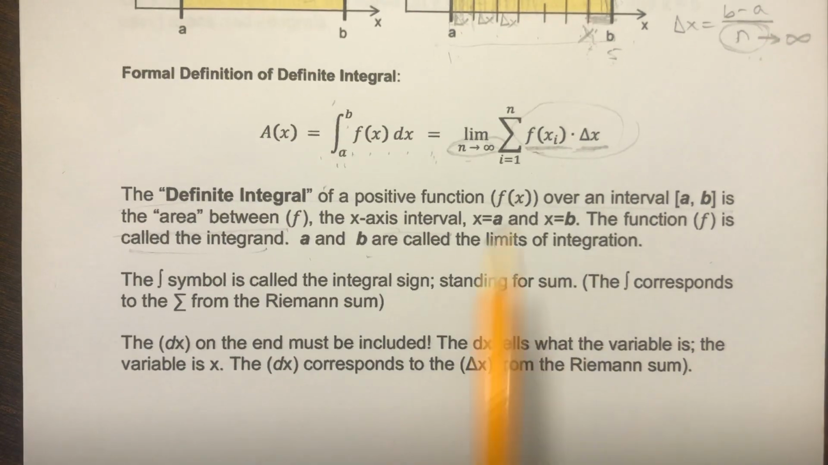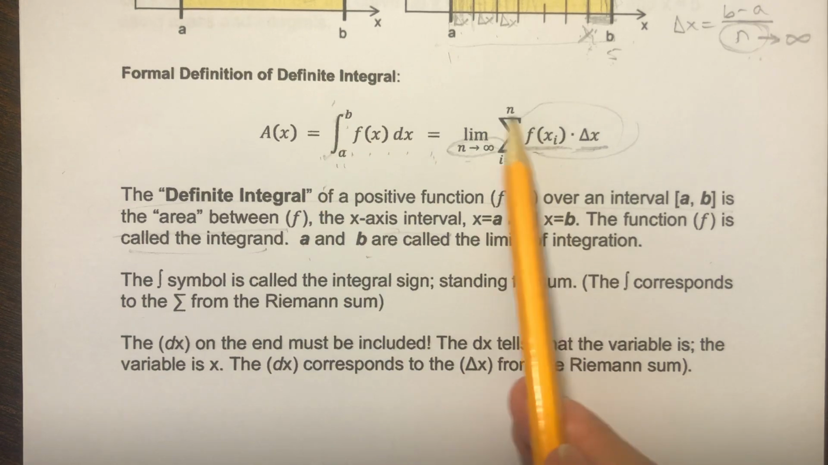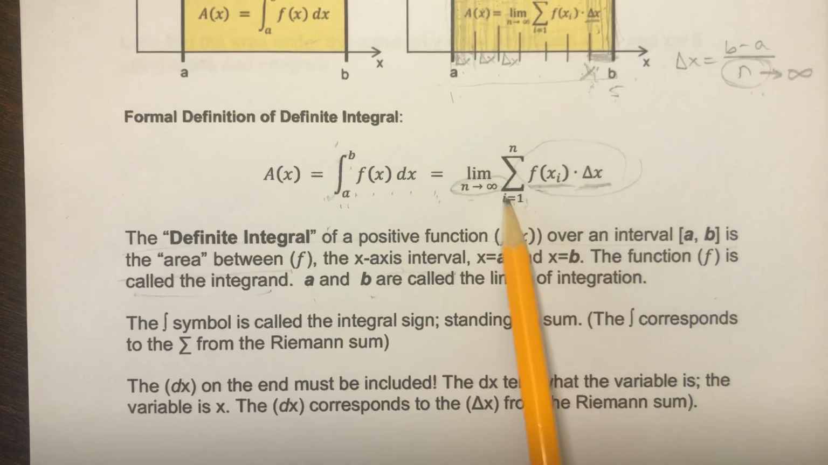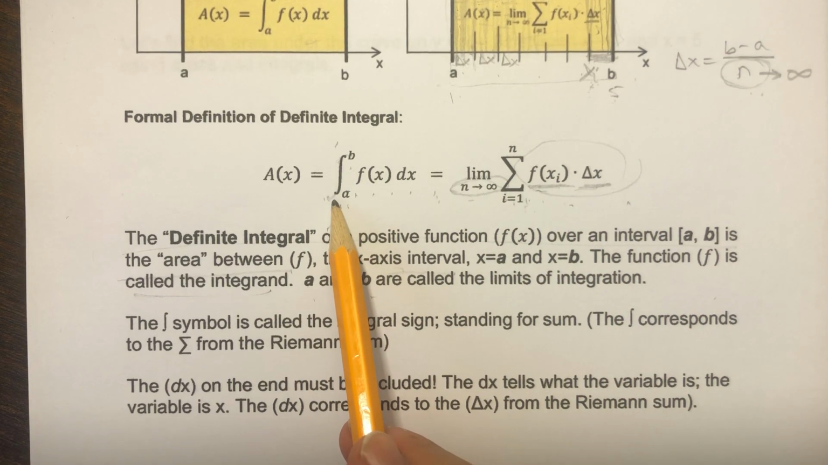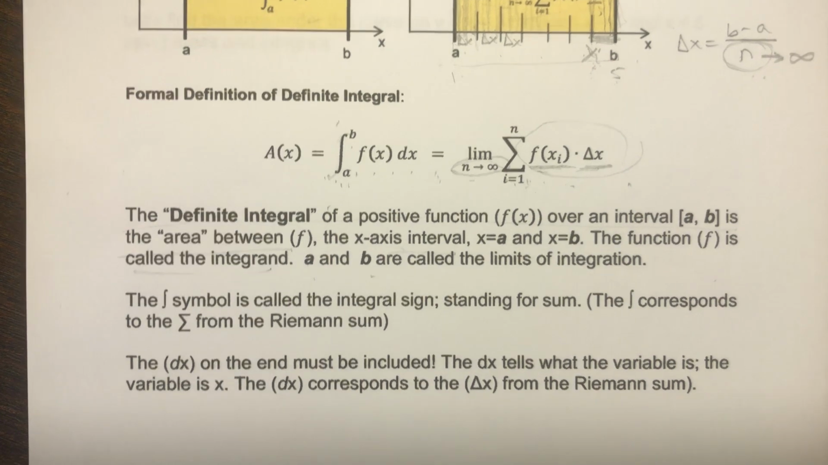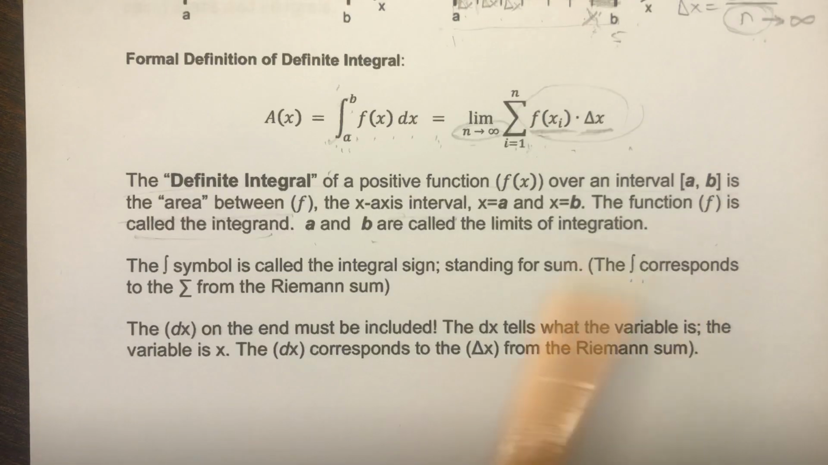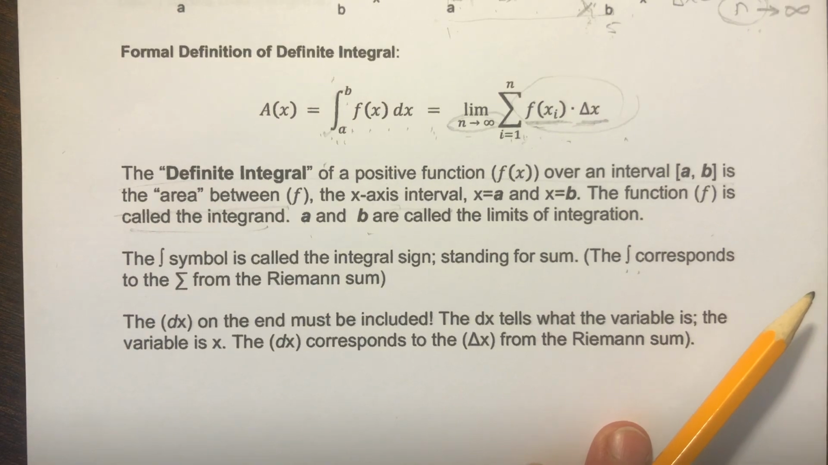All right. This elongated s comes from the summation notation. So this integral is really the sum of all these rectangles. As I mentioned in 5.1, it has the shape of this elongated s, from the word sum. And this integral symbol corresponds to the Riemann sum, named after the person who came up with this method.